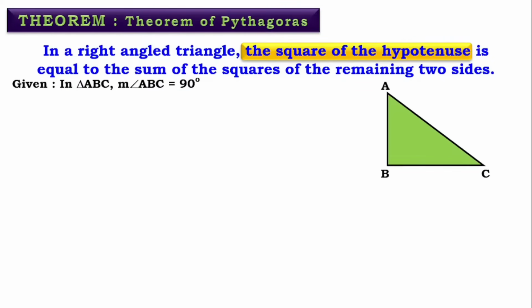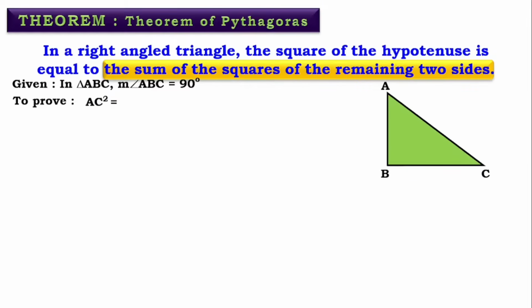The square of the hypotenuse means square of AC, because AC is the hypotenuse. Hypotenuse means the longest side of the triangle. To prove AC square is equal to the sum of the square of the remaining two sides. Now what are the remaining two sides? That is AB and BC. So AB square plus BC square. So this is what I need to prove in this theorem.